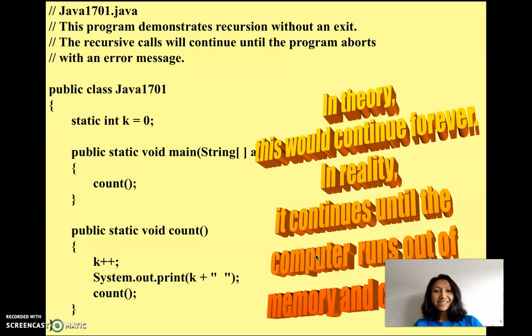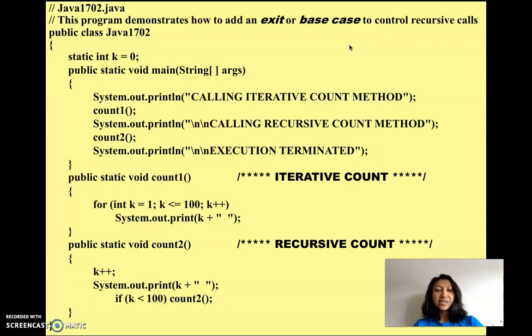So this is recursion without an exit. But this is not how we typically write useful recursive programs, okay? A useful recursive solution could be something like this. It needs to have an exit, or a base case is what we call it.